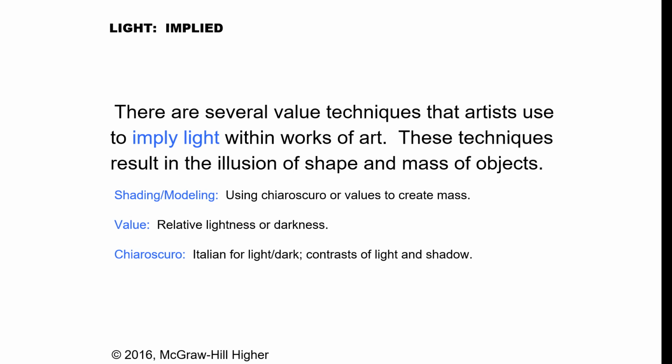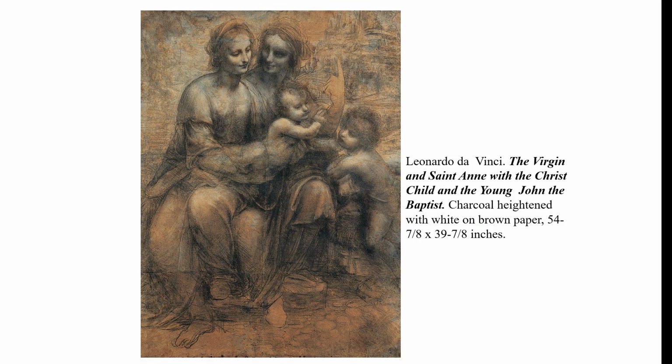There are different ways that artists can use implied light in a work of art. So shading and modeling using chiaroscuro, that just means light dark, or values to create implied mass. Value is relative lightness or darkness. And this chiaroscuro creates contrasts of light and shadow. We'll close here with this excellent example of chiaroscuro.